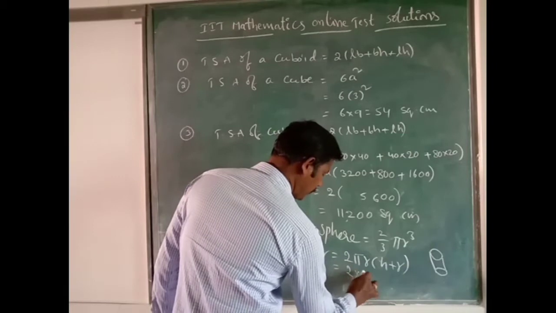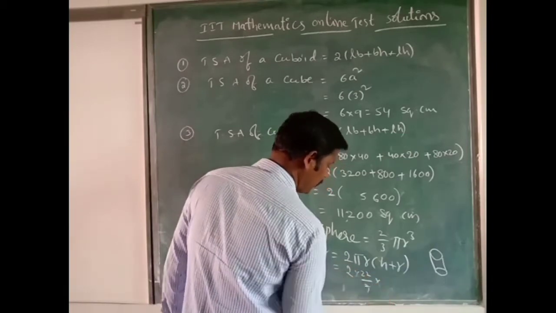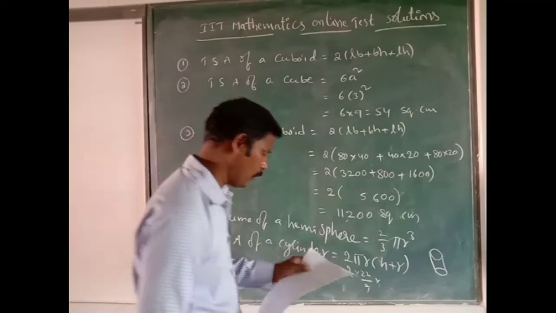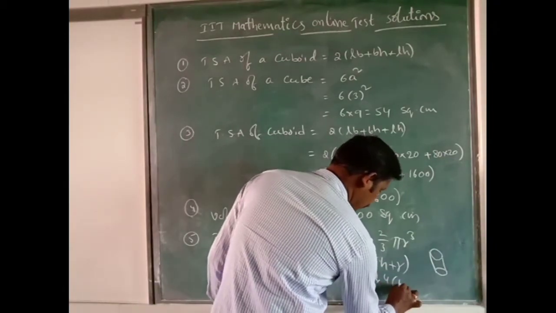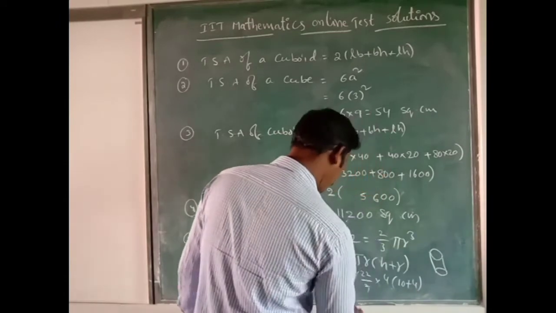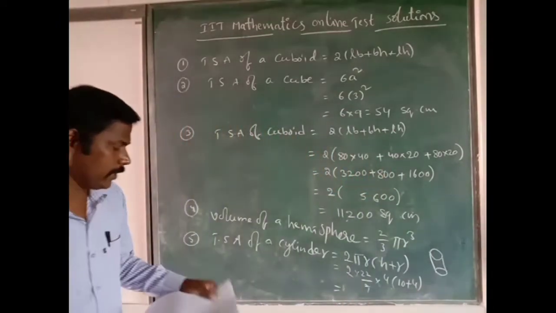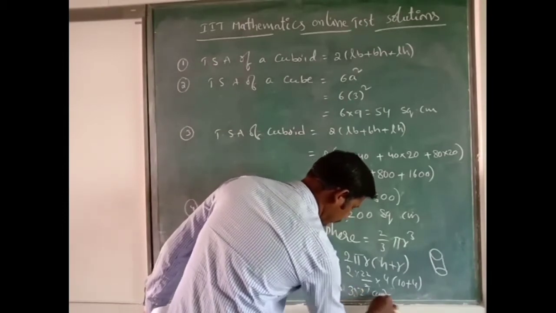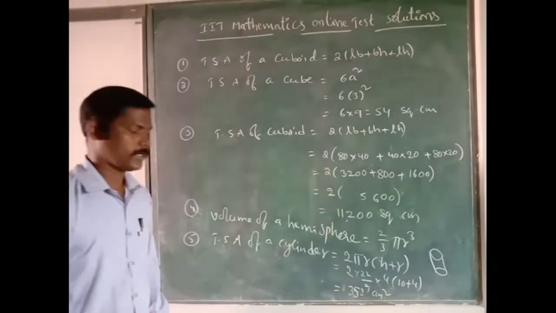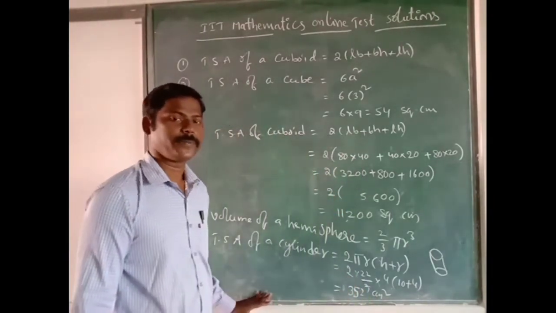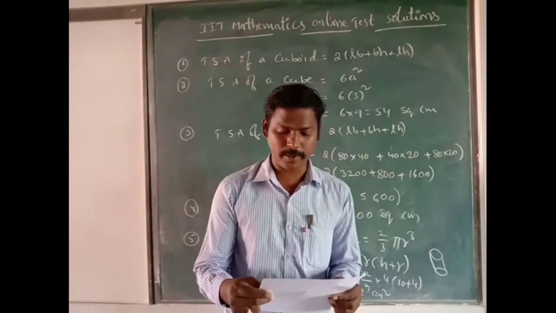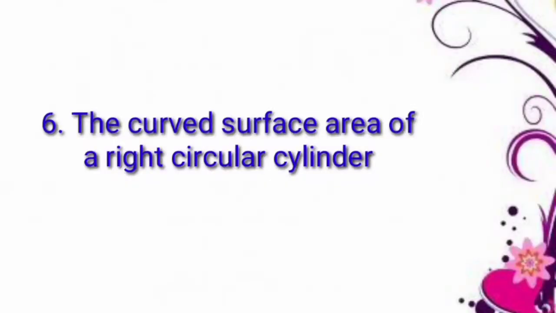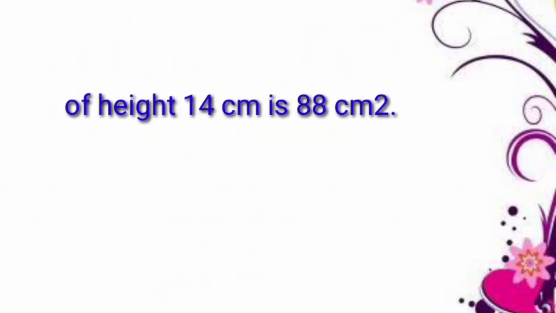Substitute the value. 2 into 22 by 7 into radius, how much is given? Fifth question, 4 centimeters. Into (h plus r), 10 plus 4. If you simplify the total value, what we got is 352 square centimeters. Understood? So similarly, you can look at the sixth problem. The curved surface area of a right circular cylinder of height 14 centimeters is 88 centimeters square. The diameter of the base is.